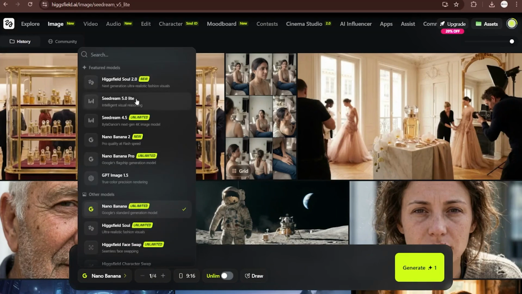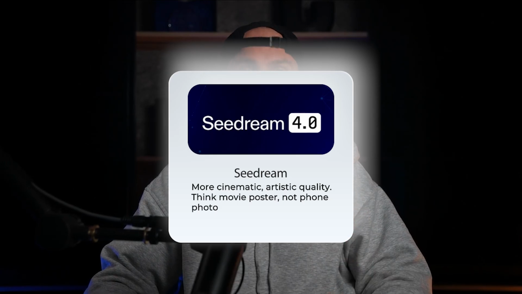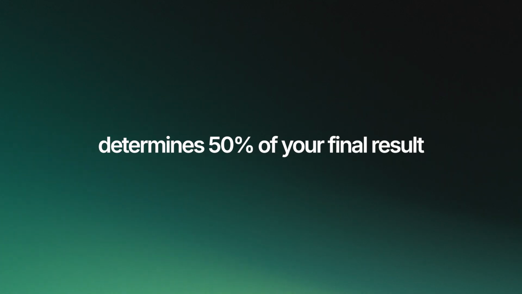If you want a more cinematic, artistic quality, Seedream is a great choice. Think movie poster, not phone photo. And if you want to put a real person, yourself, or a custom character you've designed into any scene, there's a dedicated model for that too. I'll show you that later. The model choice alone determines 50% of your final result.